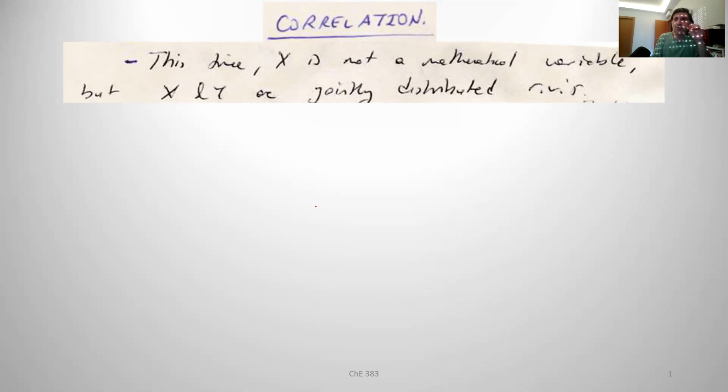And now when it comes to this topic, this time we are not going to be assuming that X is a mathematical variable that we are controlling. X and Y are both going to be random variables. Therefore, they are going to be jointly distributed. So at this point, actually, there might be some confusion.